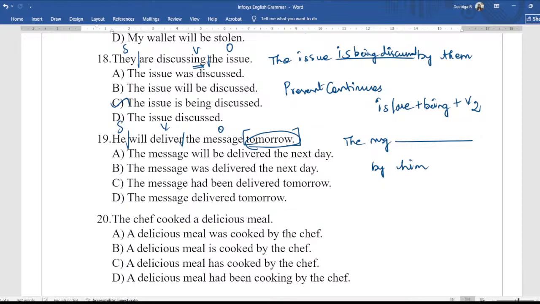And will deliver is future tense. So a future tense in the active is will deliver. In the passive you have to use will plus be plus V2. The message will be delivered by him. Tomorrow will be changed to the next day.